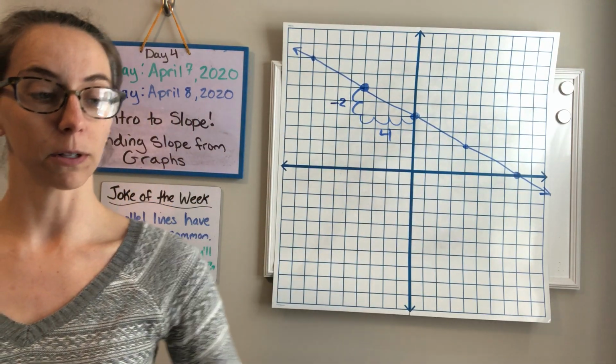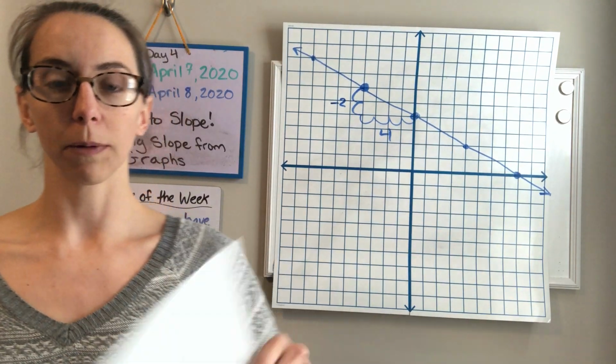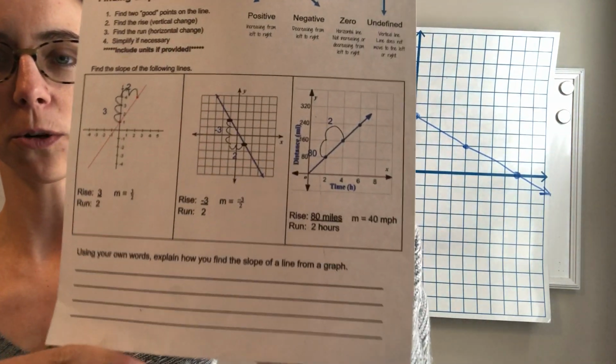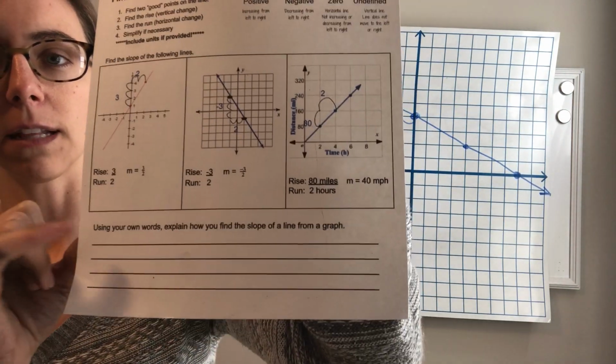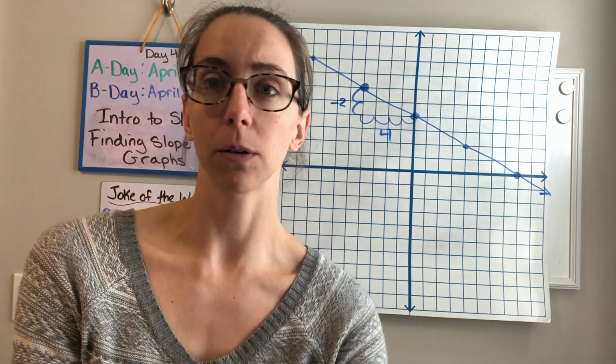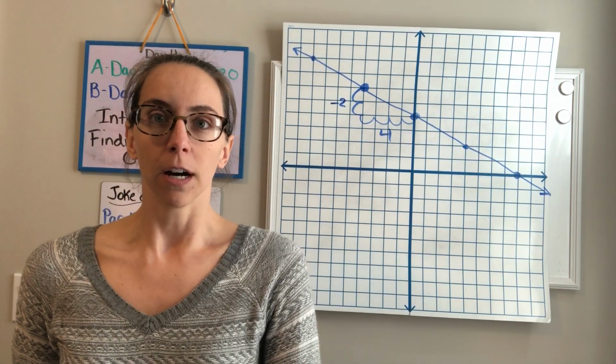We are going to continue with practicing our slope. On that notes page that I told you about, it has 3 examples already done for you, using the same counting of the rise over the run. And at the very bottom, if you'd like to add in some notes for yourself about how you would find the slope from a graph, I would do that.